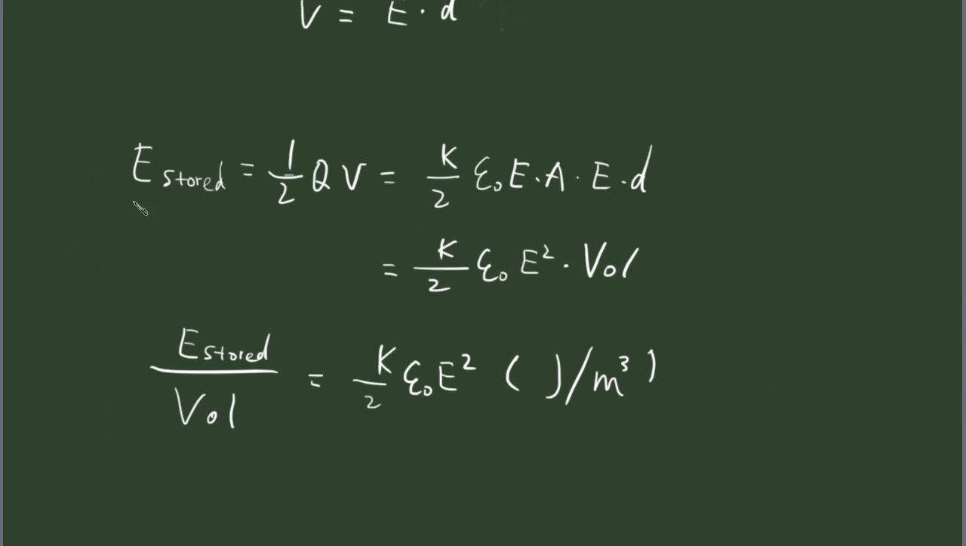So the electric field energy density, that is the energy stored divided by the volume of the capacitor, equals K over 2 epsilon naught E squared. And the unit is joule per cubic meter.